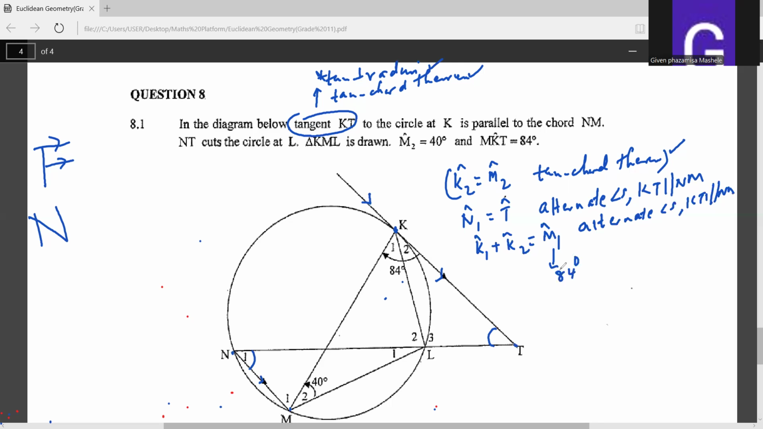Okay. I believe, guys, you are following. Then another condition is that NT cuts the circle at L. Okay, fine. Then triangle KML is drawn. So angles in the triangle add up to 180. What is this angle?